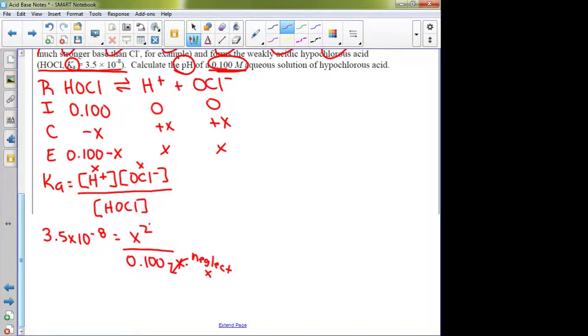Do you always neglect the x when it's by itself, when it doesn't have a square, or just when it's on the bottom? Yes. So now I'm going to cross multiply.